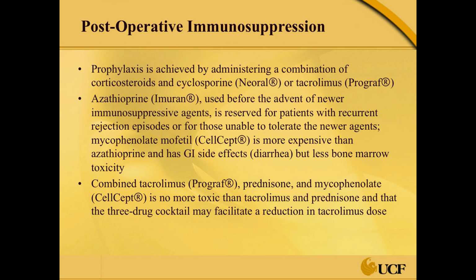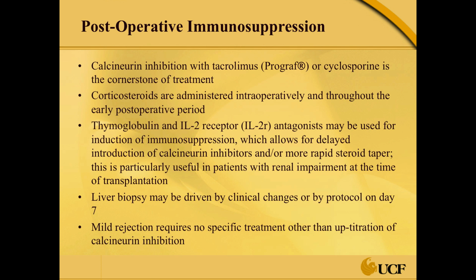CellCept is more expensive than Imuran and has GI side effects, especially diarrhea, but it's less toxic to the bone marrow, so that's at least a plus. Combined tacrolimus, prednisone, and CellCept is no more toxic than tacrolimus and prednisone, and that three-drug cocktail may actually facilitate the ability of you to reduce the tacrolimus dose. Now, unless you're working in surgery and doing surgical care, you're probably not going to be adjusting these doses too frequently, but it is something that you need to just be aware of.